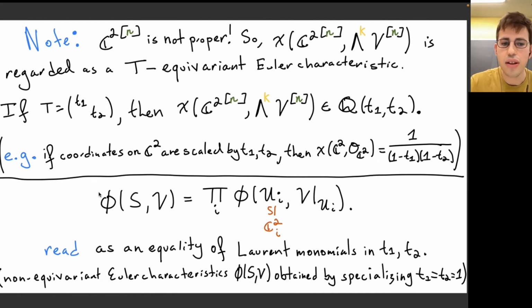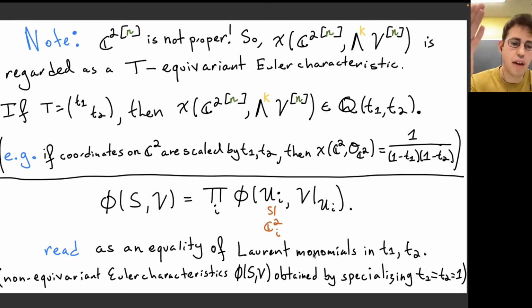And so this equality of genera, where we factor this series over a toric surface as a product of contributions from each of its toric charts, should be interpreted as an equality of rational functions in T1 and T2. When the surface is a projective variety, each of these Euler characteristics is not just a rational function, but a Laurent polynomial. Sorry, that shouldn't be monomial. It should say polynomial in T1 or T2.